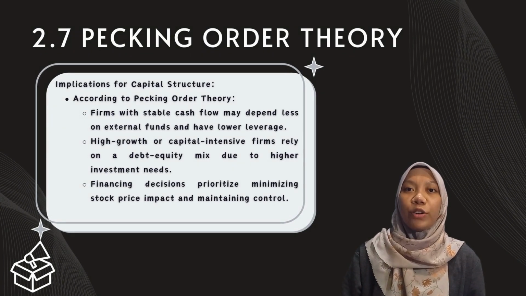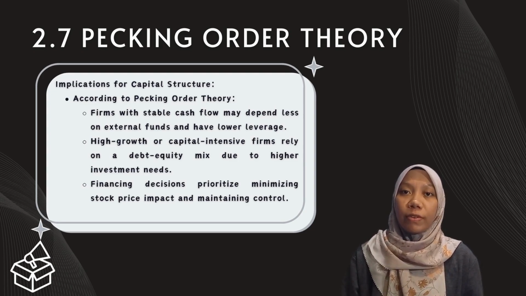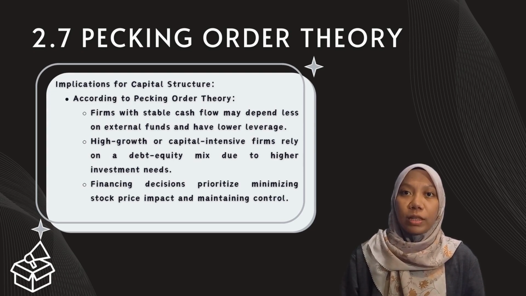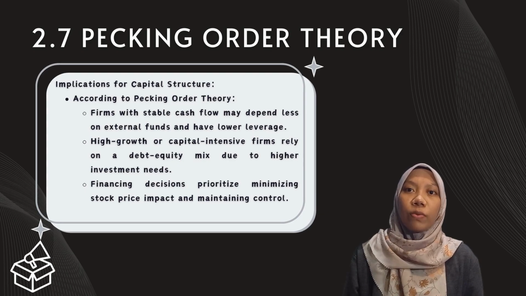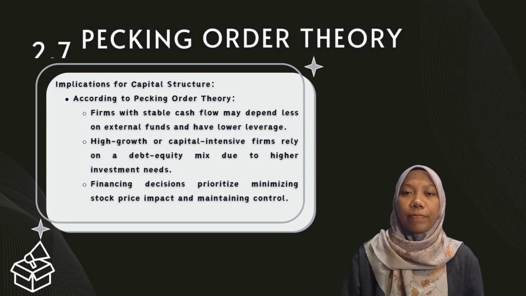According to the pecking order theory, there is not an optimal debt to equity ratio. Instead, companies choose based on their specific financial situation and investment needs. For example, companies with stable cash flow may rely mostly on internal funds, while high-growth firms need to rely on a mix of debt and equity over time.